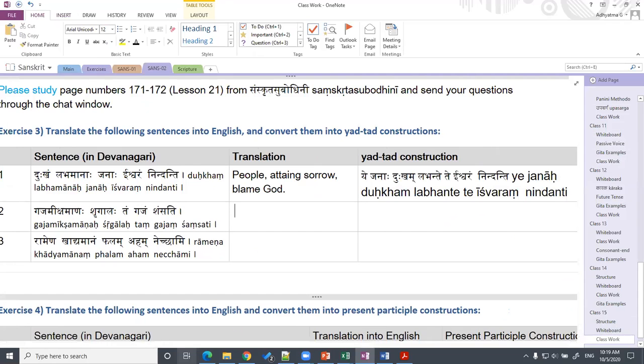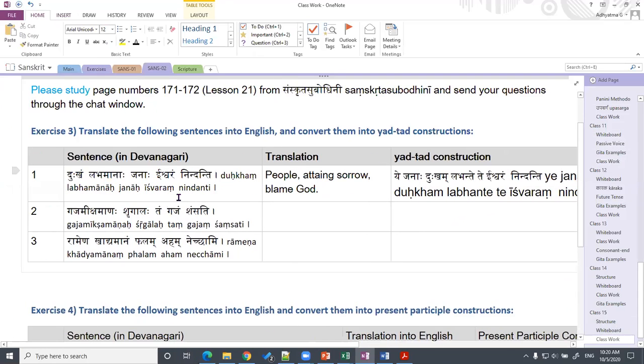Now look at the second sentence. Gajam ikshmanaha shrugalaha tam gajam shamsati. So look at the verb here. The verb is shamsati, that means praises. It's third person singular. So shrugalaha is the singular, he is the subject. Shrugala means jackal. Gaja means elephant. So shrugalaha praises the elephant.